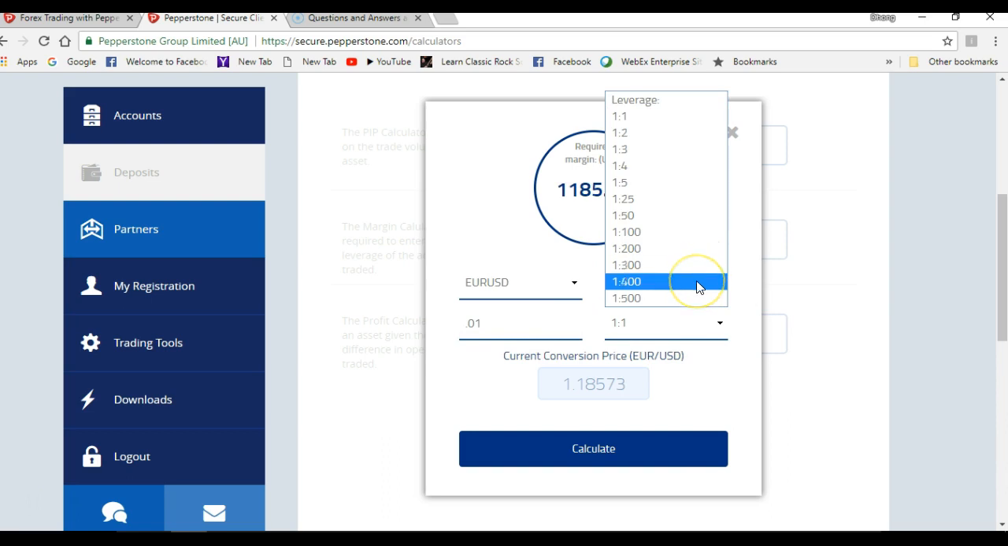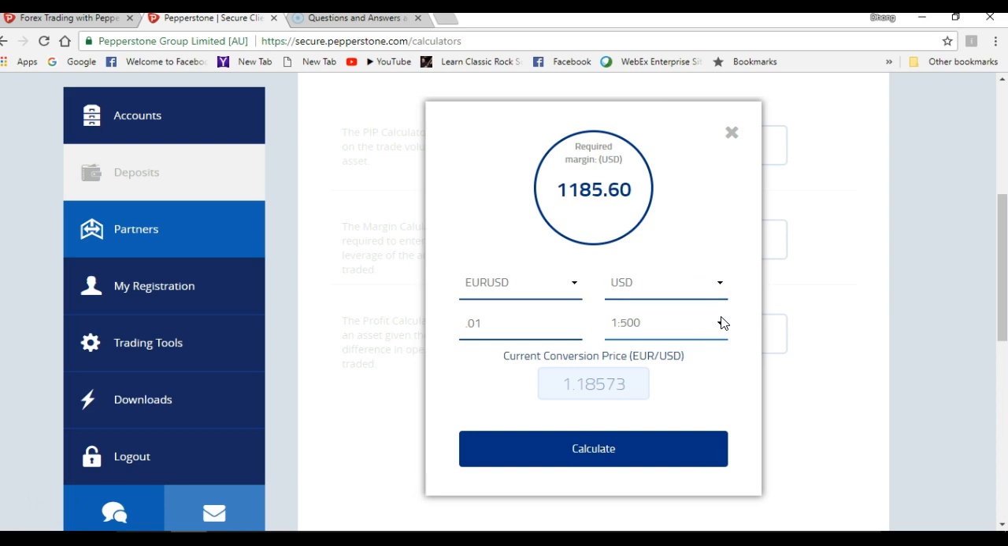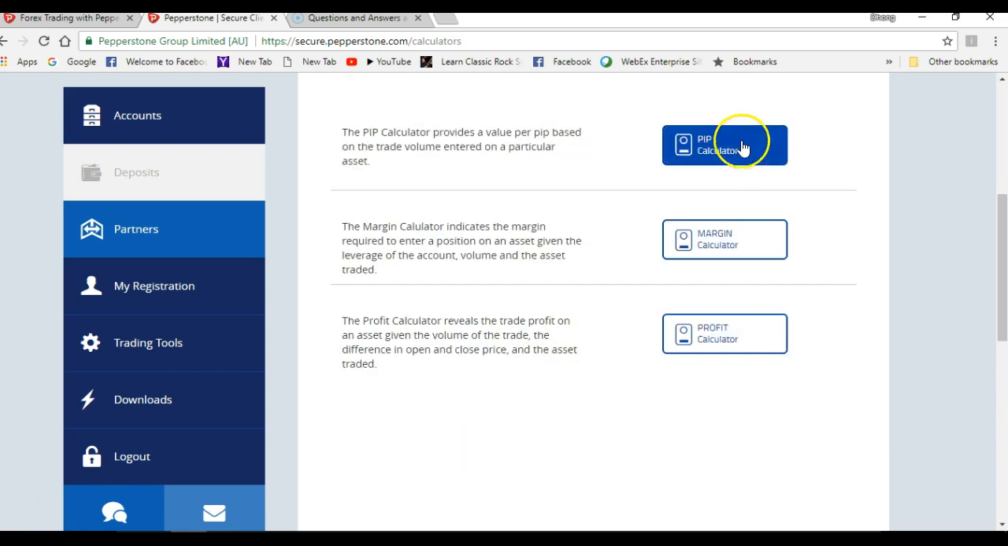So the company is offering you this. I will suggest you take the highest leverage, but leverage is a double-edged sword, so you also need a bigger margin to run this. All right, so you only need $2.37. The leverage offered by the company is very good. So you learn that particular portion, and you know how the pips calculator and margin calculator work.